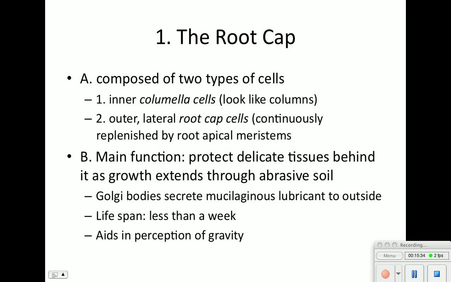So the root cap is made of 2 types of cells: inner columella cells and your lateral root cap cells. These guys look like columns. They are always being replenished by the apical root meristems. But their main function is to protect those delicate tissues behind it through that abrasive soil. Like I said, they will secrete some kind of mucus lubricant to the outside. Their lifespan is really short because of abrasion and damage. But it also aids in perception of gravity, so a plant knows what is up and what is down.